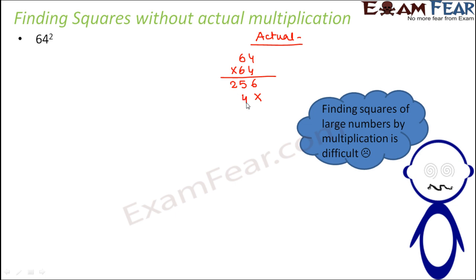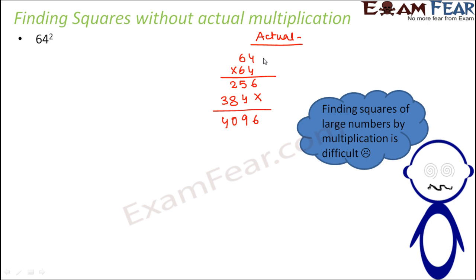Now 6 4s are 24. Again 2 is carried forward. 6 6s are 36 plus 2, that is 38. So now you add both of these, and it becomes 4096. So the result is 4096.